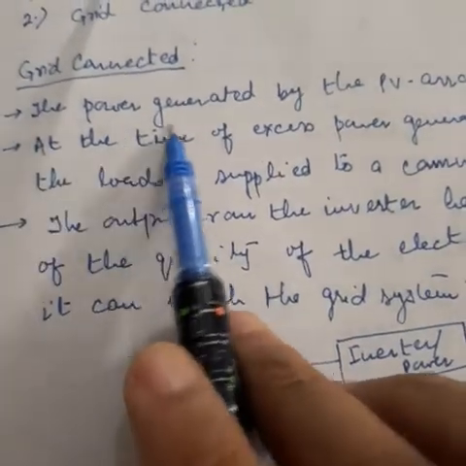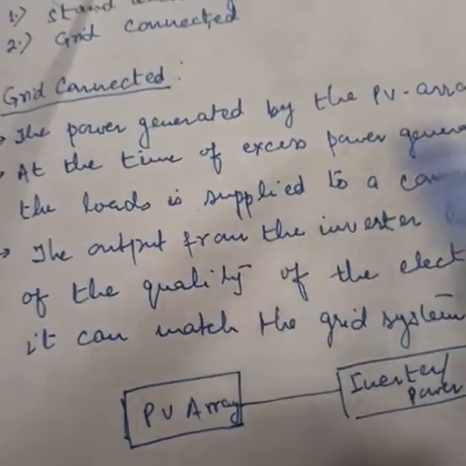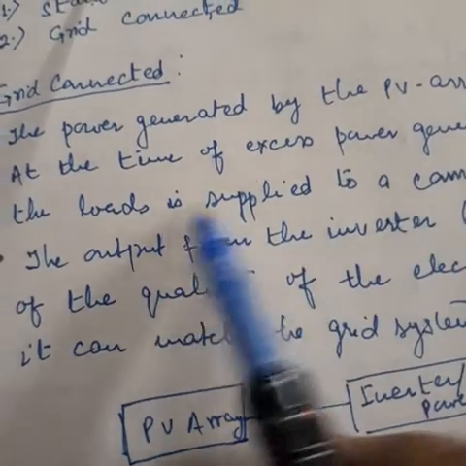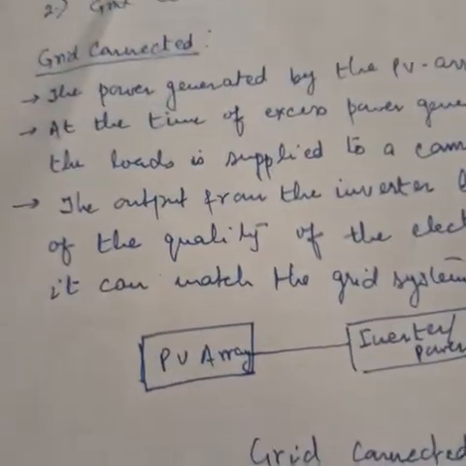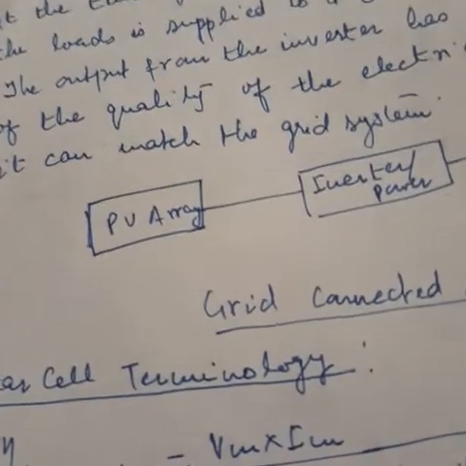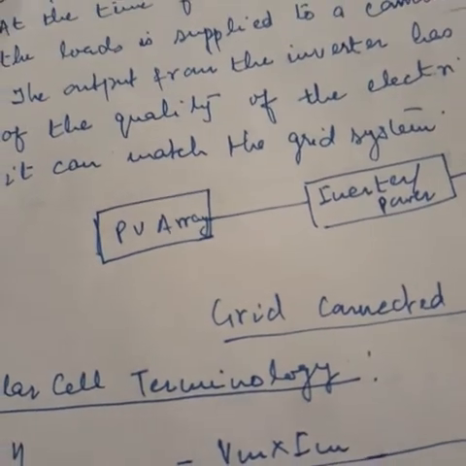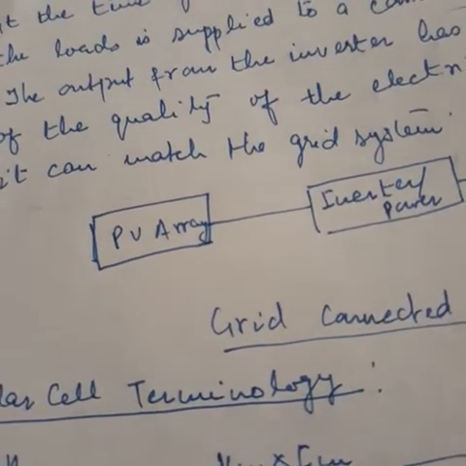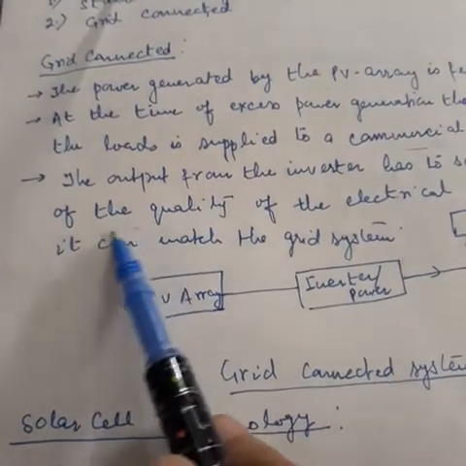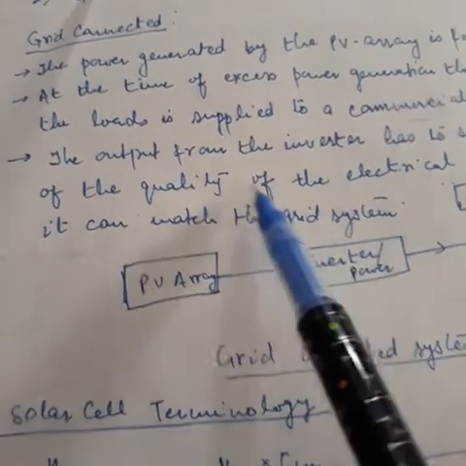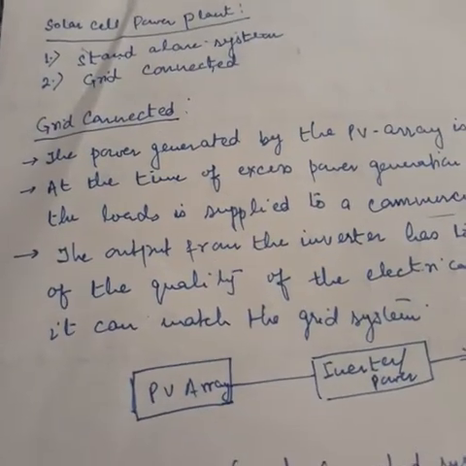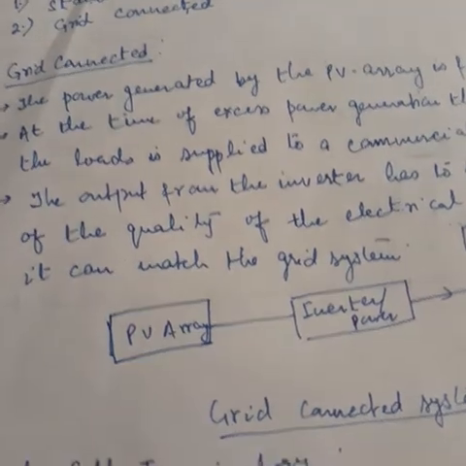In the grid connected system, the power generated by the PV array is fed to the grid. At the time of excess power generation, the power beyond the load requirement is supplied to the commercial grid. Next, the output power from the inverter has to satisfy the norms of the electrical quality standard so that it can match the grid system.